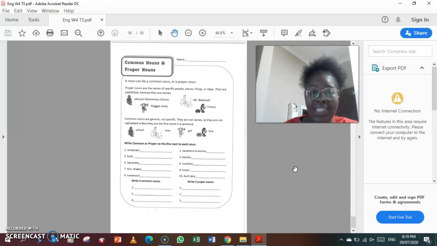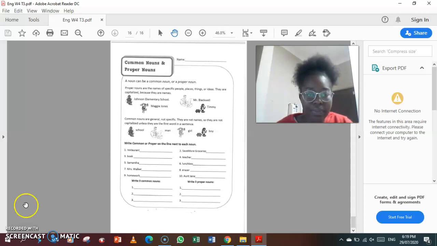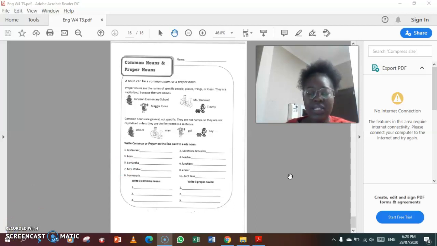A common noun is just a general name, so it's not capitalized. We don't write common nouns with capital letters. A common noun would be table or teacher or lunchbox. Common nouns are not specific, like a girl or a boy. That's a common noun. But a proper noun would be Mika or Michaela.